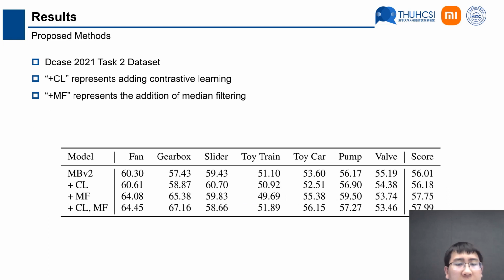We use the DCASE 2021 official baseline systems for experiments. As can be seen, our MobileNetV2 model trained in the proposed training framework shows improvement over the baseline model in some machine types, such as fan and slider.